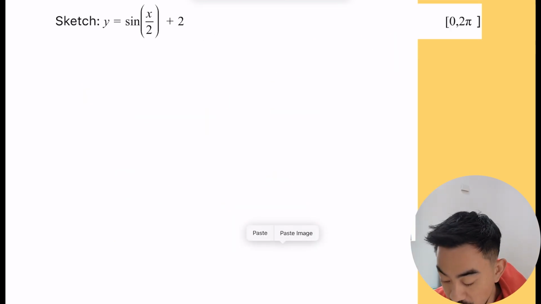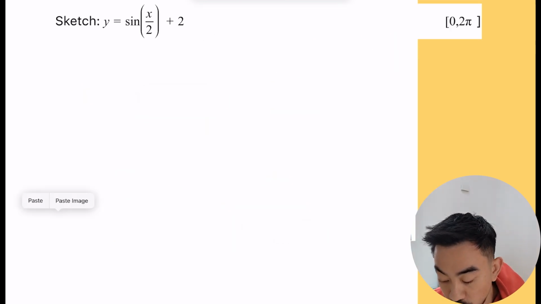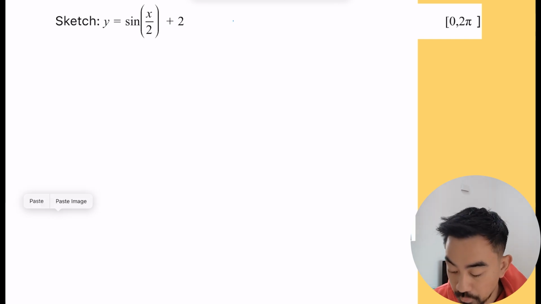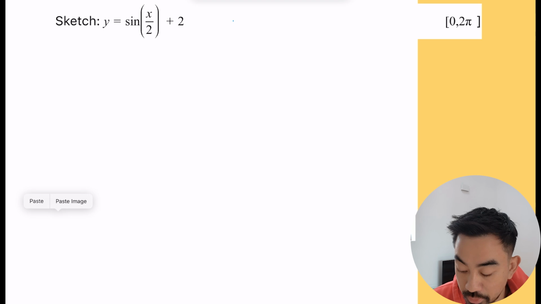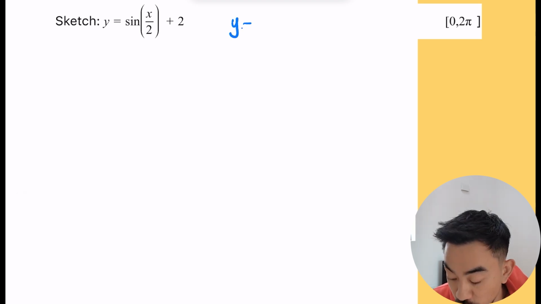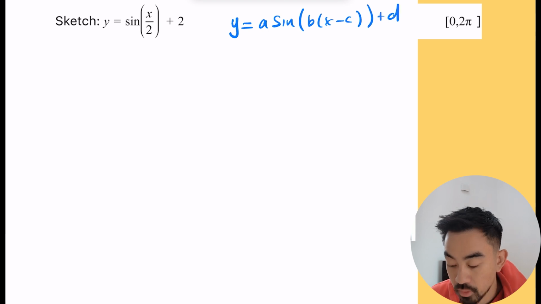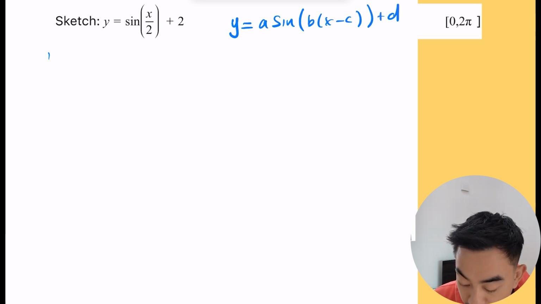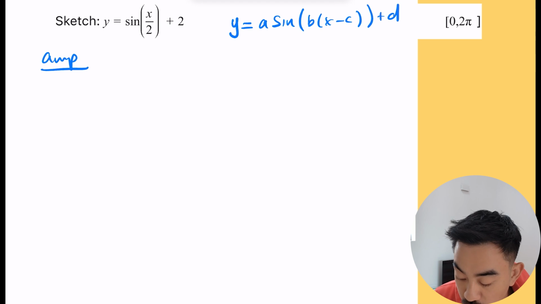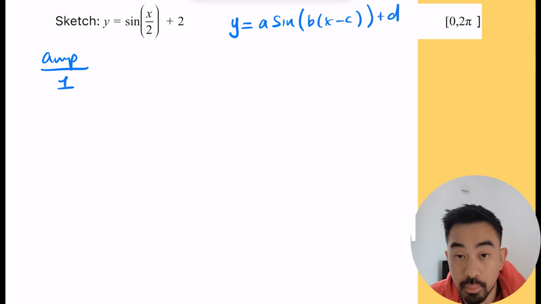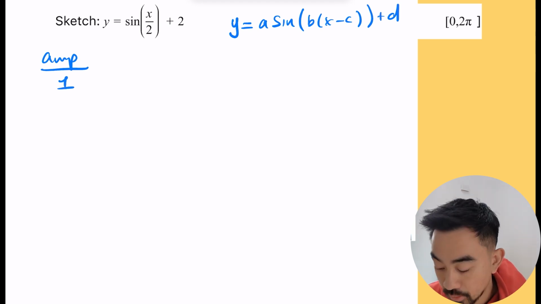All right, let's have a look at this example here. y is equal to sine of x on 2, plus 2. So a bit different here. First thing I'm going to do is just rewrite the general form we said before. Okay, so let's start with our amplitude. So our amplitude here is going to be 1, because that's the number out the front of sine.